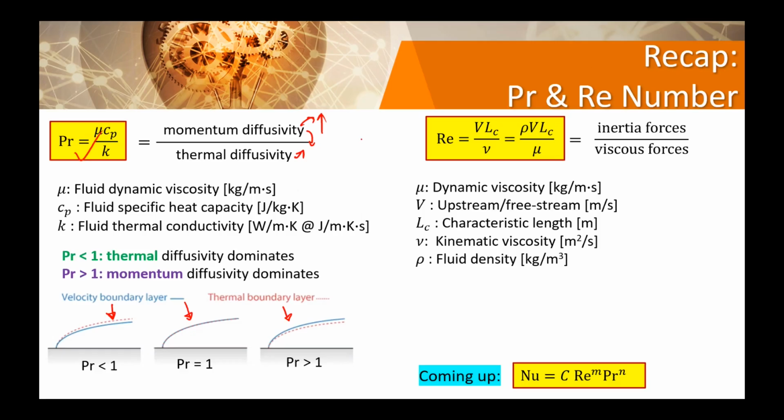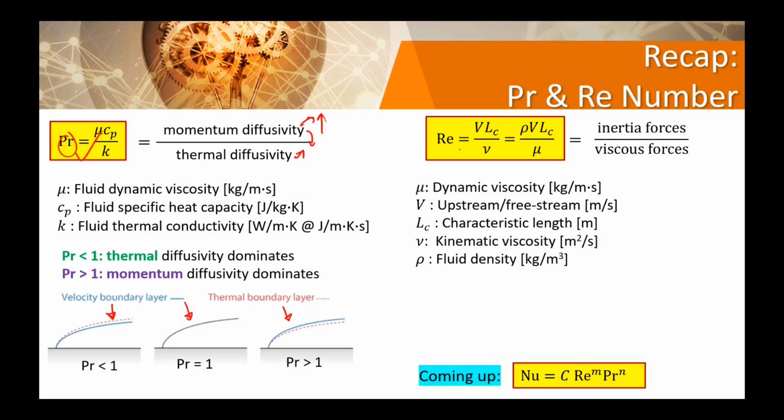Y'all can also look up the Prandtl number instead of calculating the formula here. You multiply the dynamic viscosity with the specific heat capacity and divide by the thermal conductivity. Instead of doing that, y'all can also just look up Prandtl number in tables at the back of your text. All right. Then we also have the Reynolds number.